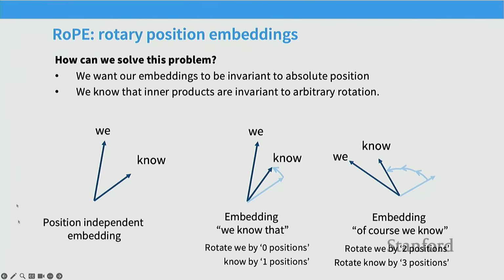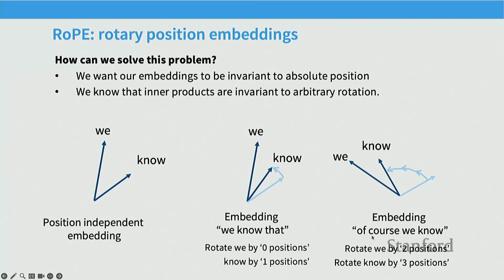So on the left, this is the starting point. Let's say my embedding for the word "we" is this arrow over here, and my embedding for the word "know" is this other arrow over here. Now, I want to embed this sequence "we know" that. So how do I do that? Well, "we" is in position 0, so I'm not going to rotate that guy at all. "Know" is in position 1, so I'm going to rotate him by 1 unit of rotation. And so now I have this embedding for "we know".